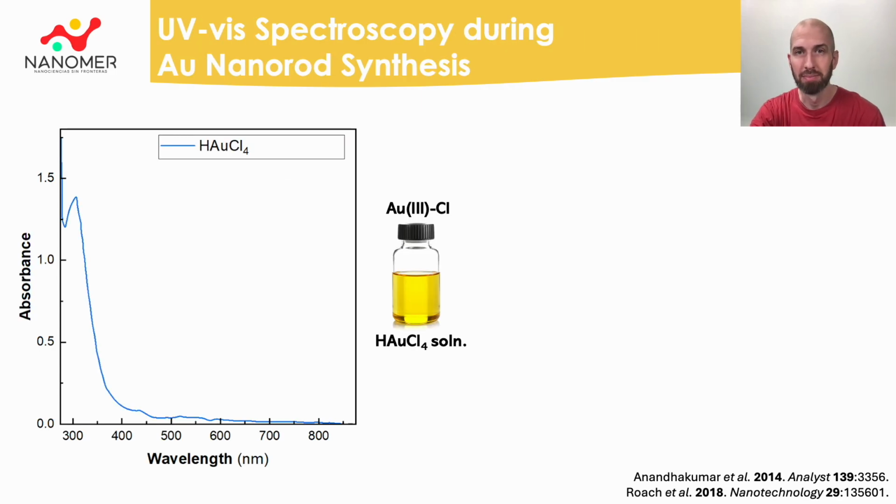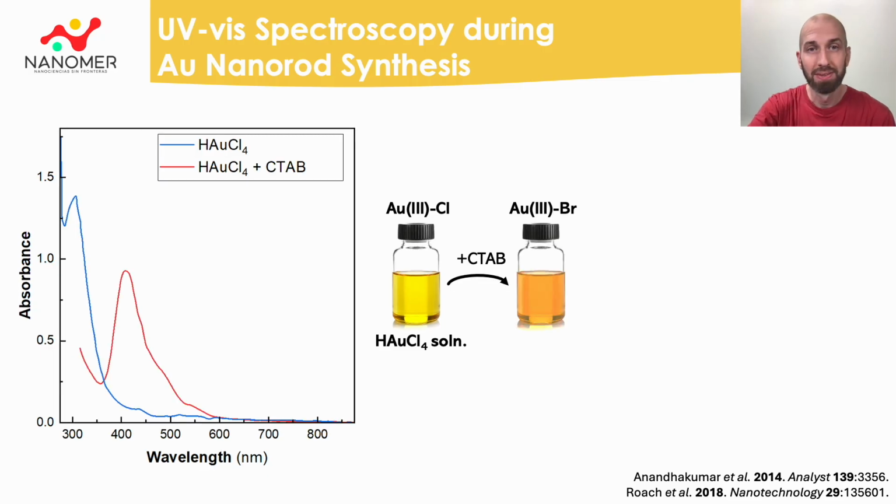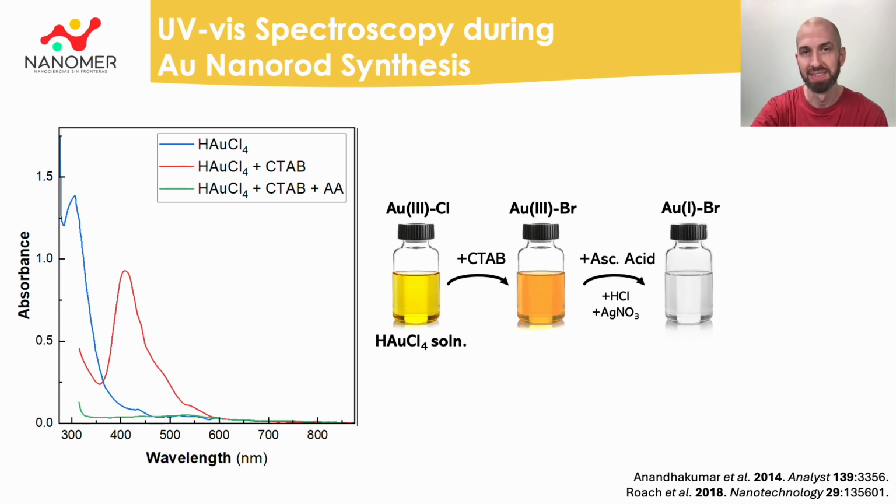So now I want to talk about monitoring gold nanoparticle syntheses using UV-vis. Typically, gold nanoparticle syntheses use chloroauric acid as the gold precursor, which has a spectrum that looks something like this. In a gold nanorod synthesis, typically CTAB is then added, which results in a change of color as a gold-3 bromide complex is formed. Then a mild reducing agent is added, such as ascorbic acid, which results in a clear solution with very little absorbance.